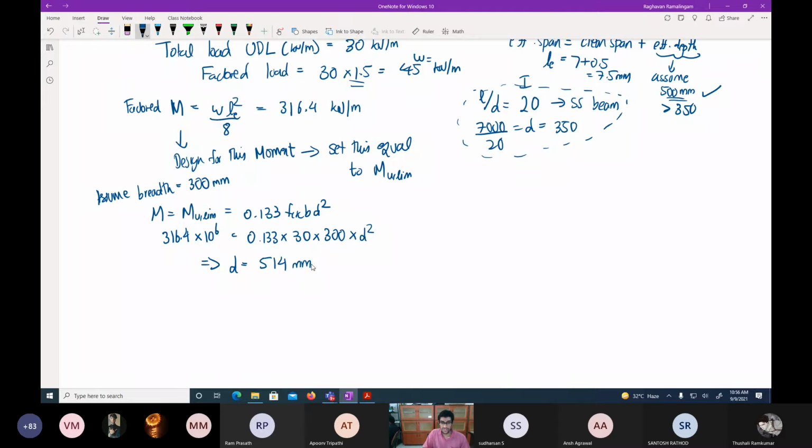So 514 mm is the effective depth, let me assume the overall depth. If I know the effective depth and the overall depth, I have already talked about effective cover, clear cover, and all these things. So when I have an overall depth, how do you get the effective depth?